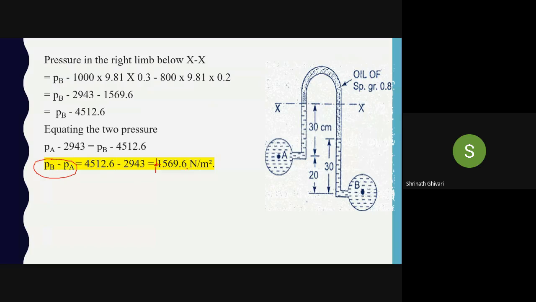Okay. Now, see. If I write PA minus PB, the answer will be minus 1569.6. This will be vacuum pressure, which will be below atmospheric. But he has not said anything about vacuum pressure. He is telling us to find the pressure difference, and that will be above atmospheric pressure. So we should not get any negative answers. We should get a positive answer, and to get a positive answer, that is PB minus PA.